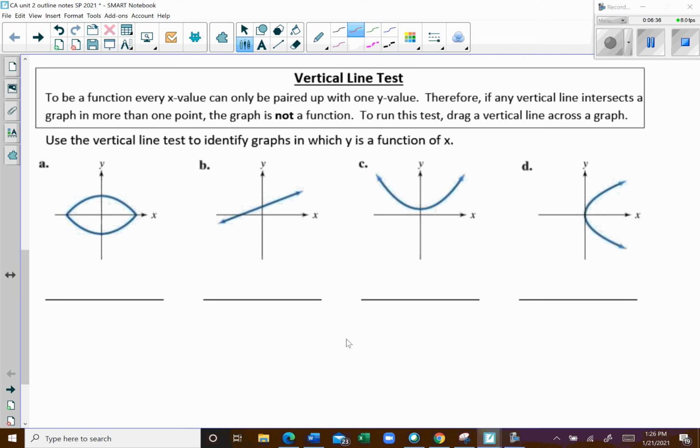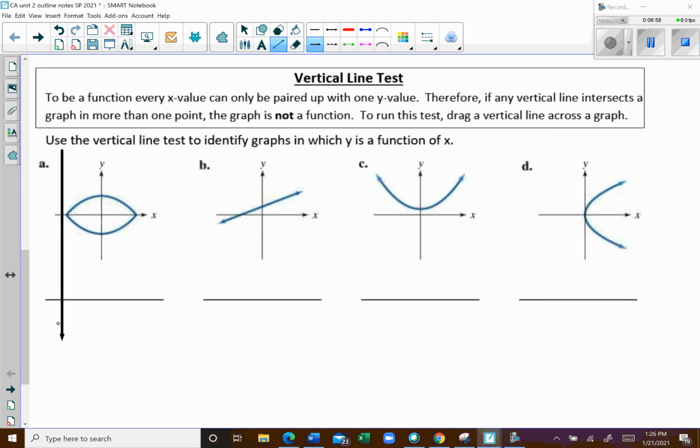So the vertical line test: to be a function, every x value can only be paired with one y value. Therefore, if any vertical line intersects a graph in more than one point, then the graph is not a function. To run this test, all you have to do is drag a vertical line across the graph. So let's go ahead and do that here.